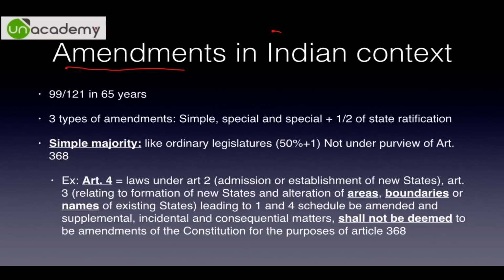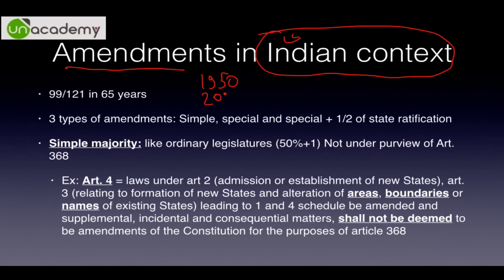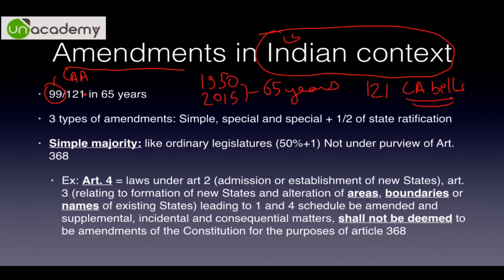Now, amendments in the Indian constitution or Indian context, what does it deal with? Basically, our constitution came into force in 1950, and today is 2015. So a total of 65 years have passed. 121 constitutional amendment bills have been introduced in the parliament, out of which 99 have become constitutional amendment acts. The latest one was the National Judicial Appointment, which has been passed as the 99th Constitutional Amendment Act of December 2014. It deals with judicial appointment.